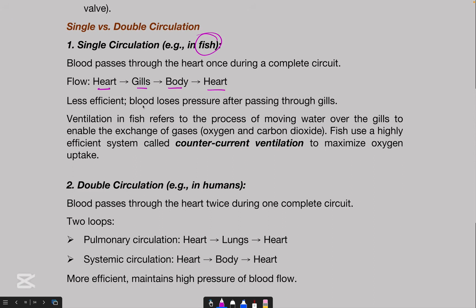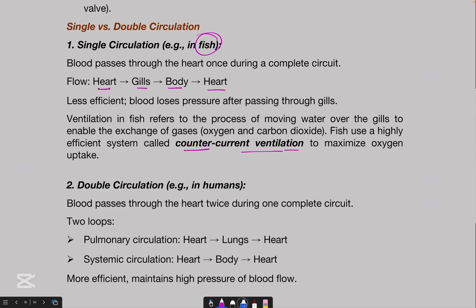It is less efficient. Blood loses pressure after passing through the gills. Is that okay? Now, ventilation in fish, ventilation is more like breathing, refers to the process of moving water over the gills to enable the exchange of gases, which is oxygen and carbon dioxide. Fish use a highly efficient system called countercurrent ventilation. So ventilation in fish is what? Countercurrent ventilation. Emphasis on this.